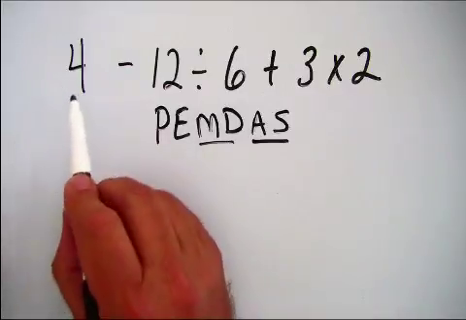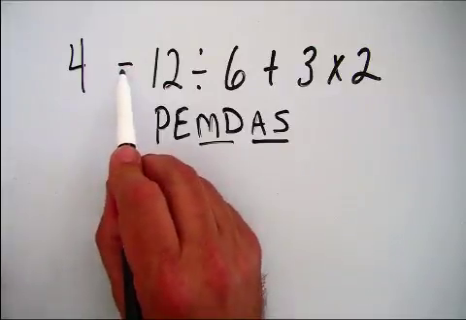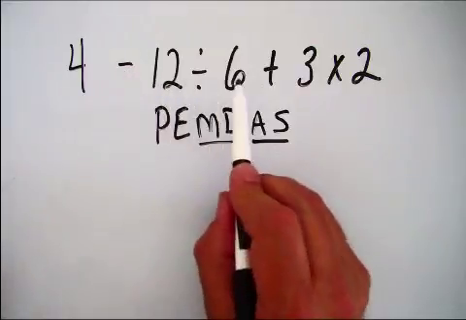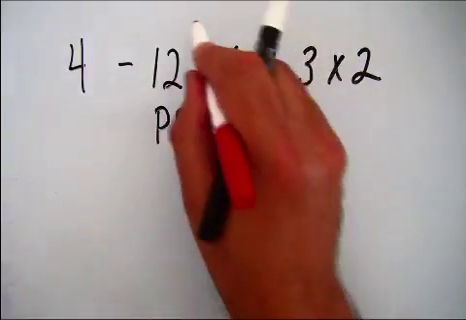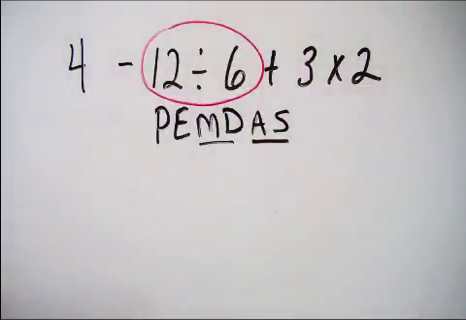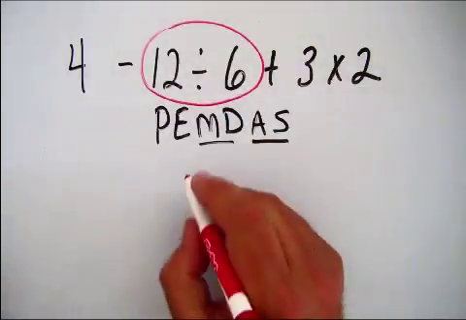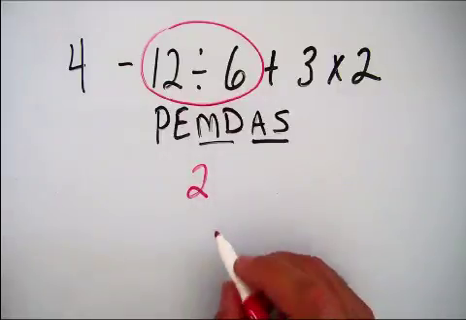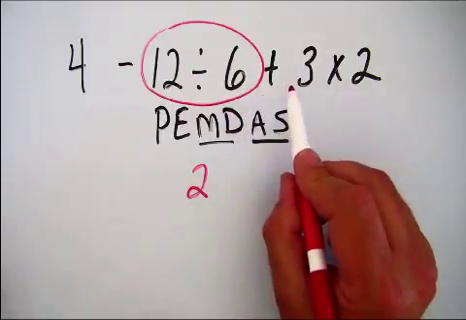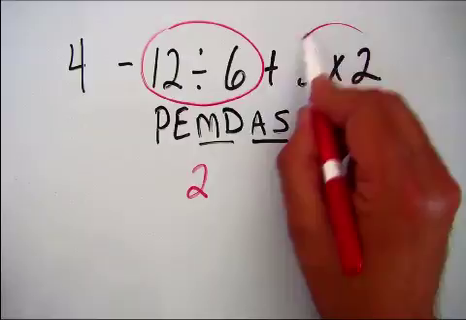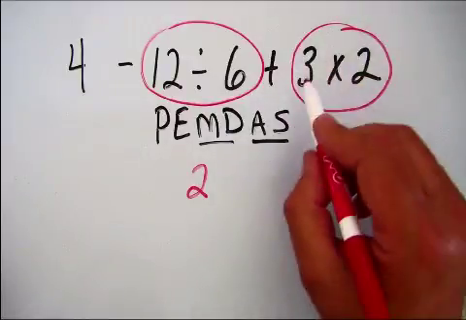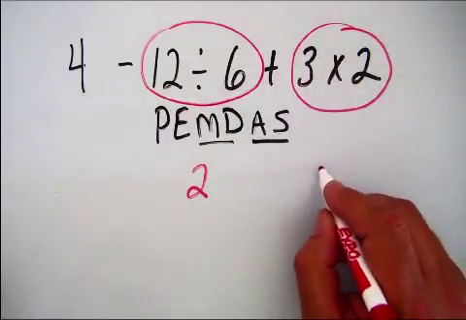If I see here, I see I have 4 minus. Well, I don't do subtract yet. 12 divided by 6. Oh, I do that first. Okay, so 12 divided by 6, I'm actually going to work that out. And it's going to look like this. 12 divided by 6 gives me a 2. I keep going. Plus, no, I don't add yet, but oh, I see 3 times 2. That's a multiply. So I'm saying do 3 times 2, which is going to be 6.